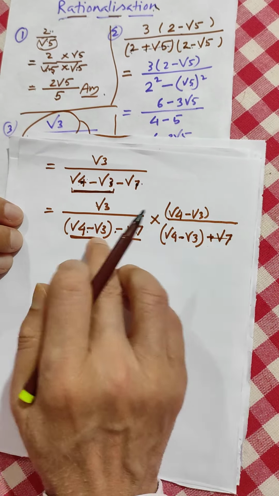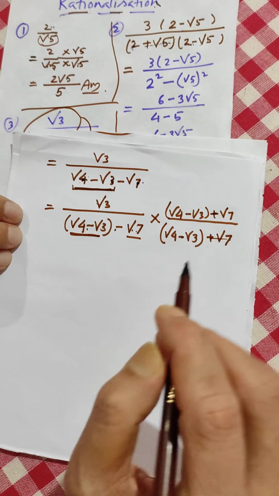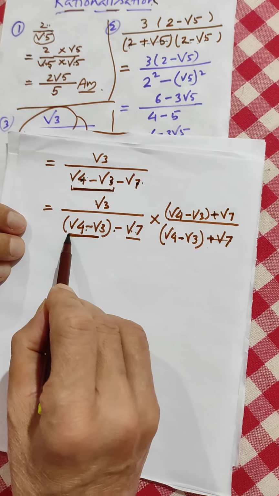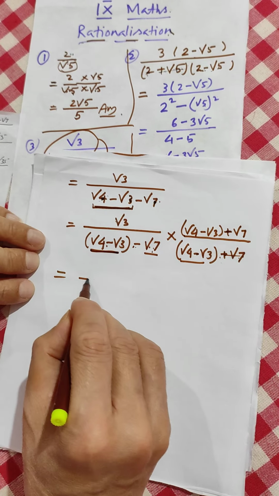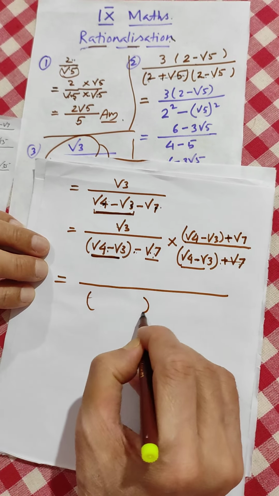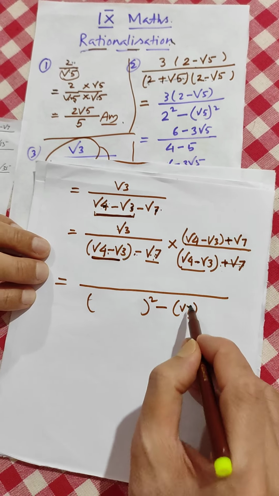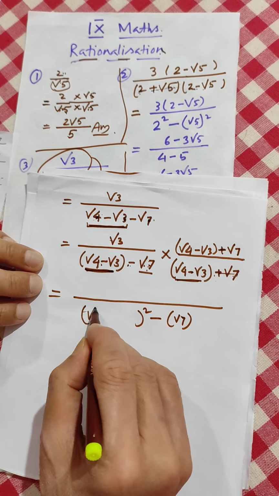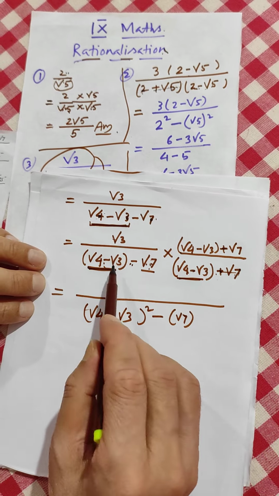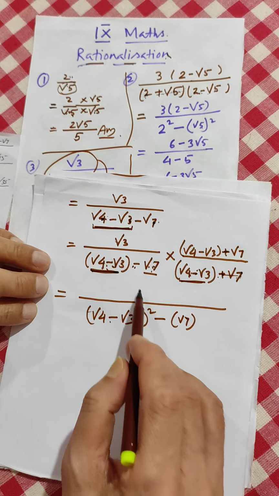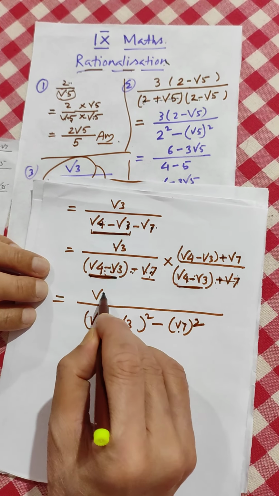Since we multiply the denominator by this, we must multiply the numerator also by the same thing, isn't it? Alright. Now we can use the formula (A minus B) into (A plus B), which, as you know, is A square minus B square. Here B is root 7, and A is this part, root 4 minus root 3. So (A minus B)(A plus B) is A square minus B square. And the numerator remains unchanged.